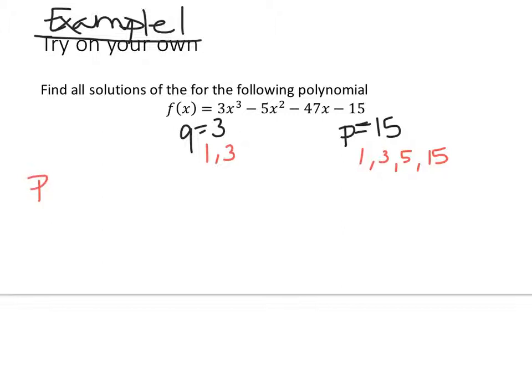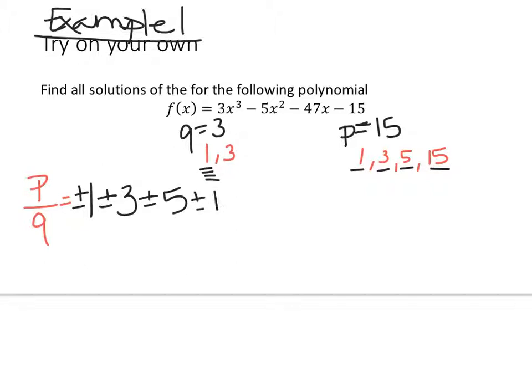Now I'm going to come up with my P over Q list, which means I take every factor of P and put it on top of every factor of Q. I start with 1 over 1, which is just 1. Then 3 over 1 is just 3, 5 over 1 is just 5, and 15 over 1 is just 15. The reason your signs don't matter is that your list is going to consist of the positive and negative of every single number.